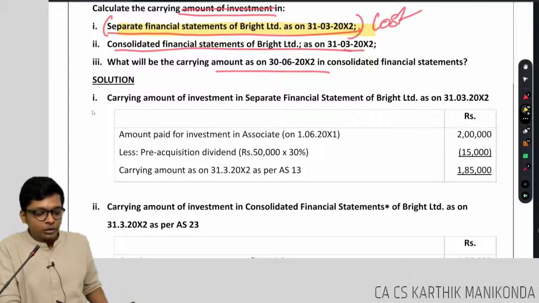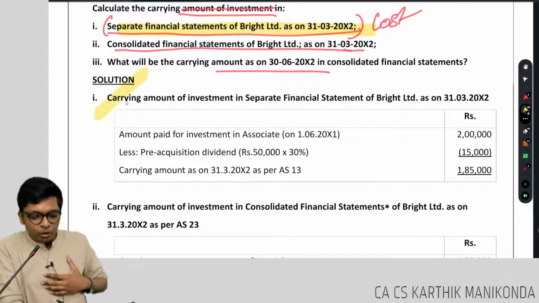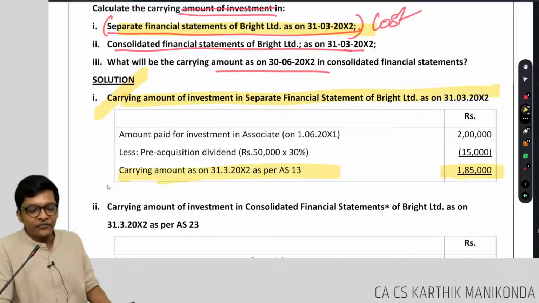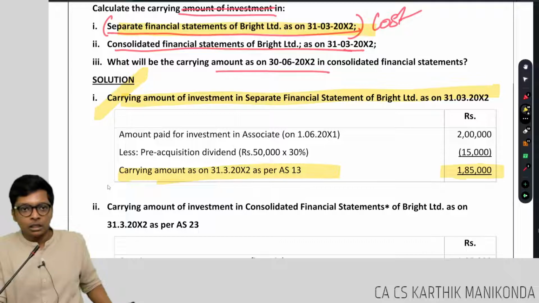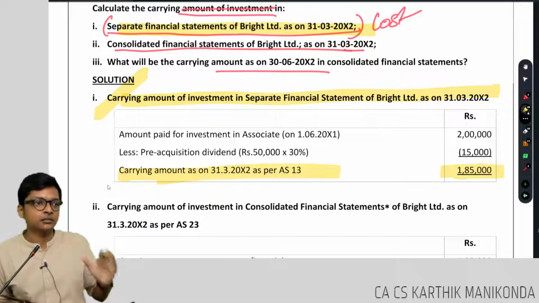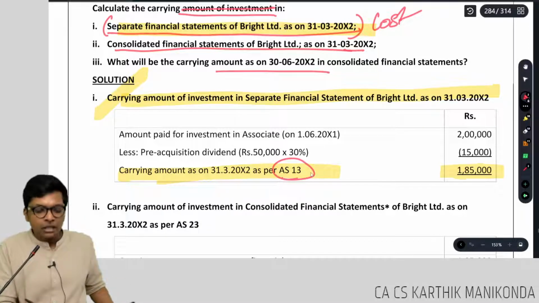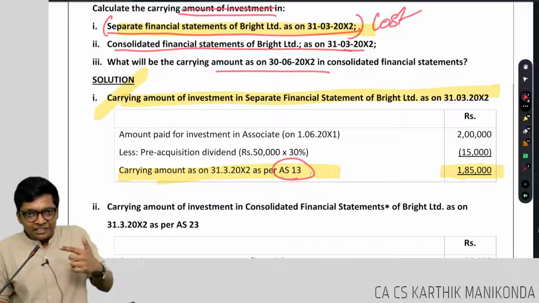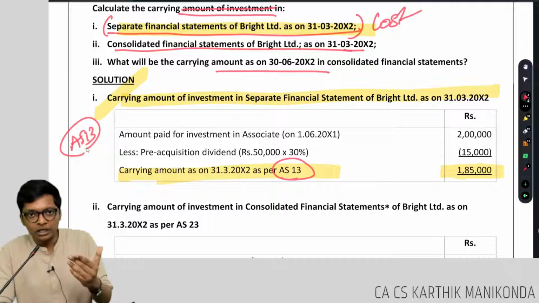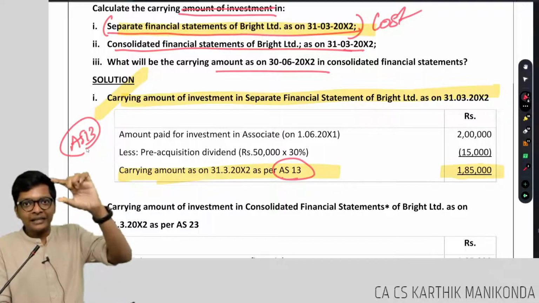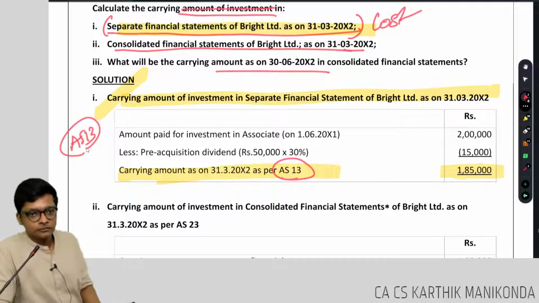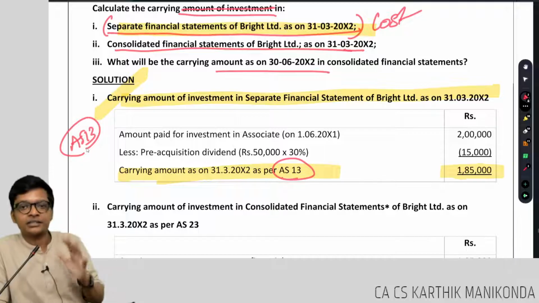Look at this. Can you see here, guys? The carrying amount of investment in separate financial statements without consolidation is 1,85,000. Are you following, guys? This value is the value of investment, not as per AS 23. This is as per AS 13. Consolidation adjustment is going to come only now. Those who know AS 13 and those who are going to learn, in AS 13 also you will learn investment less pre-acquisition interest, pre-acquisition dividend. Sir, we have in syllabus, yes.